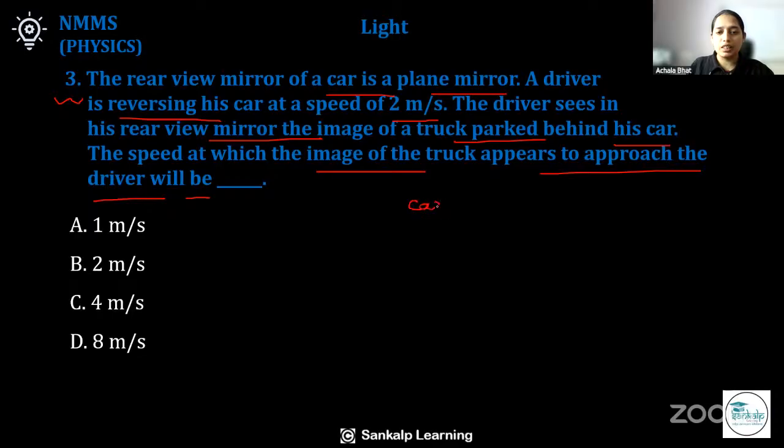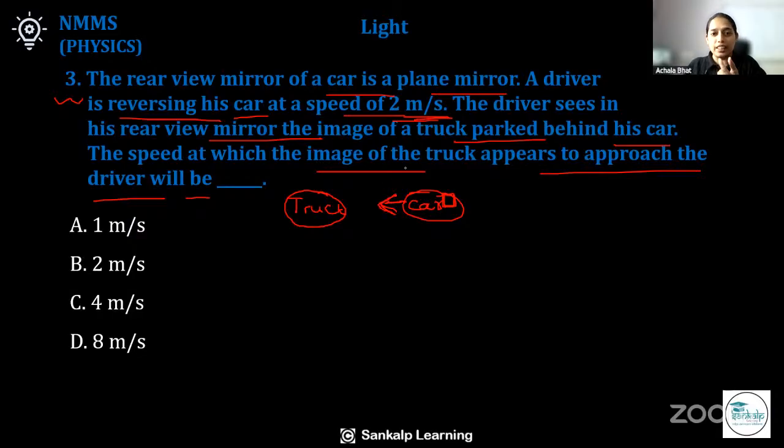See, this is car and this is truck. Now, this car driver reversing his car, he has a rear view mirror in his car. This is plane mirror. Now, he is reversing his car at speed of 2 meters per second, which means every second or within 1 second, he moved 2 meters.